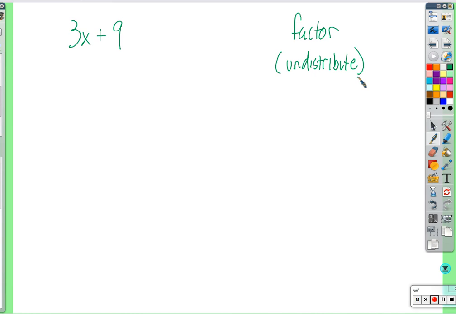is like doing the reverse of distributing. You know what distributing looks like? We're going to do the reverse of that. What's the biggest factor these have in common? Three. Factor out the 3. So we're going to imagine that this 3 gets distributed into the parentheses. What would have to be in the parentheses so that we wind up getting 3x plus 9? What would the first term be? x, since 3 times x is 3x. What would be the second term? 3, since 3 times 3 gives us the 9. And here is the greatest common monomial factor that we can pull out of that.